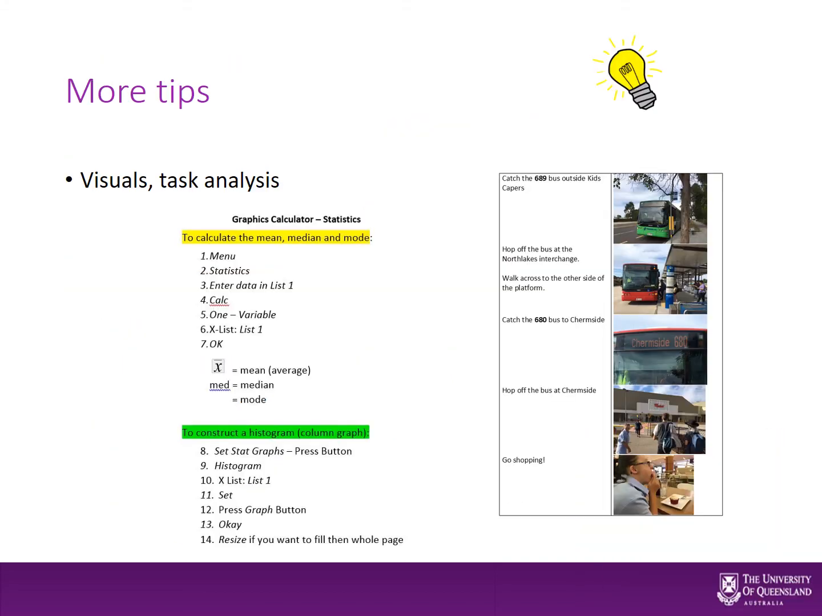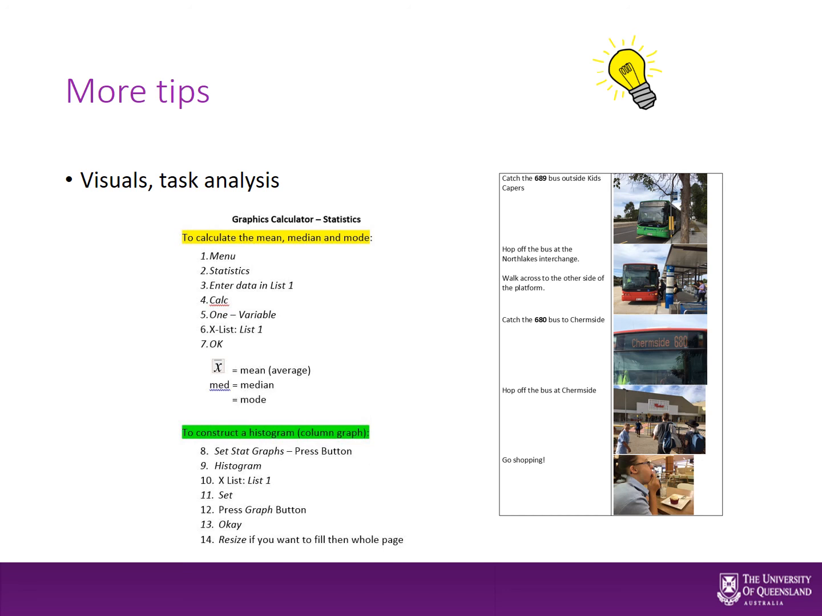So these are some examples of task analysis where a teacher has broken down a task into small steps. So the example on the left is where a student was giving instructions on how to use a graphics calculator, and so the teacher had provided this as a checklist to work their way through, because as you can see there are a lot of steps involved and it's easy to forget which ones to use.